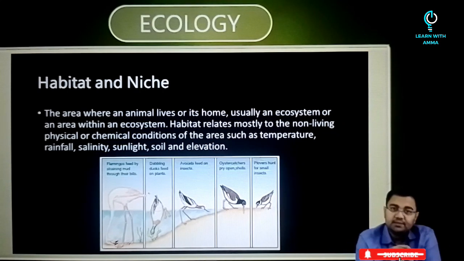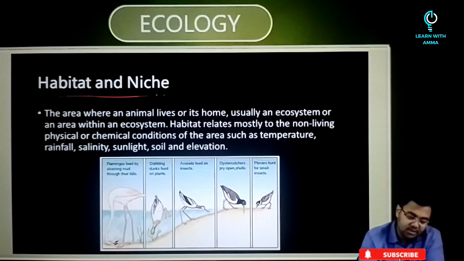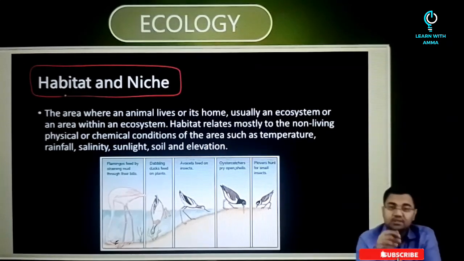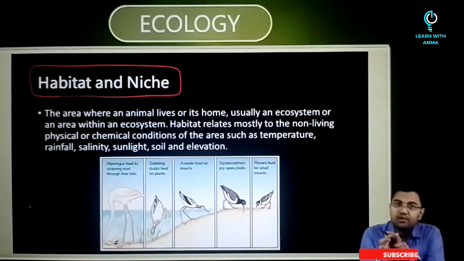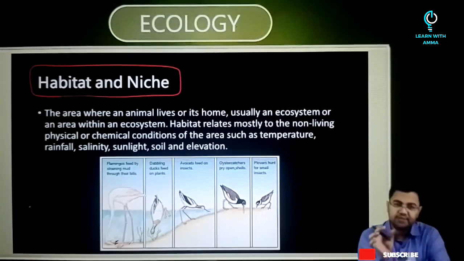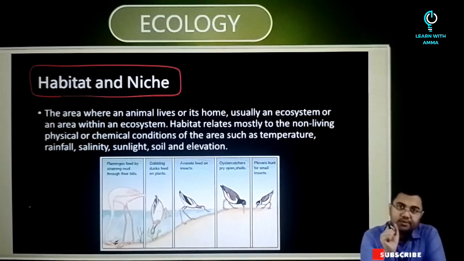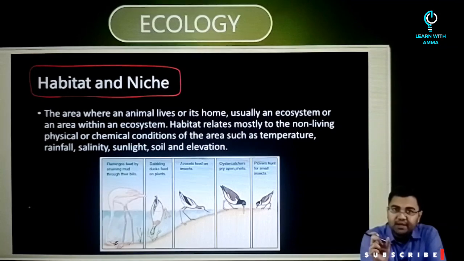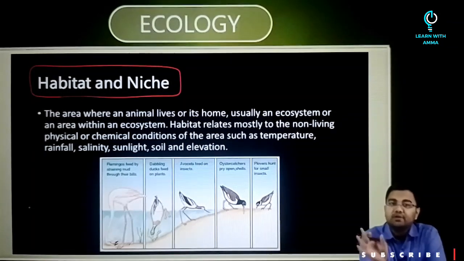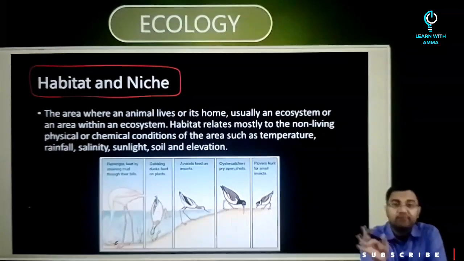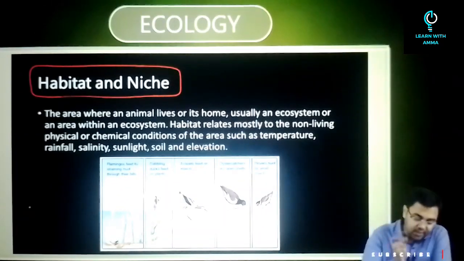So next, continuing on the same discussion, the next thing that we need to discuss is what is habitat and what is niche. Now these two concepts, habitat and niche, are actually a little confusing because more or less they mean the same thing, but there is a small difference between the two. When I say habitat, in very simple terms you can say it is the address of an organism or home of an organism, the natural surrounding of an organism. So this is what habitat is.